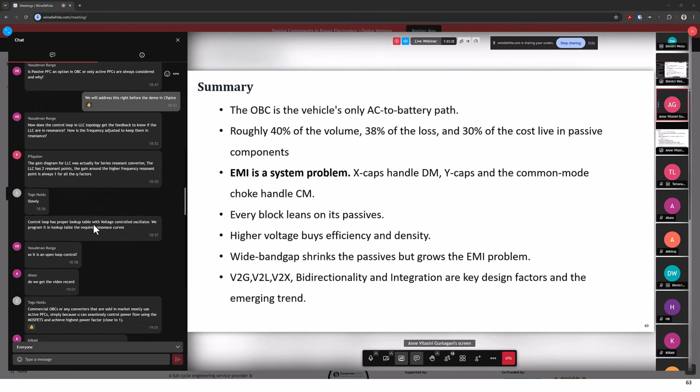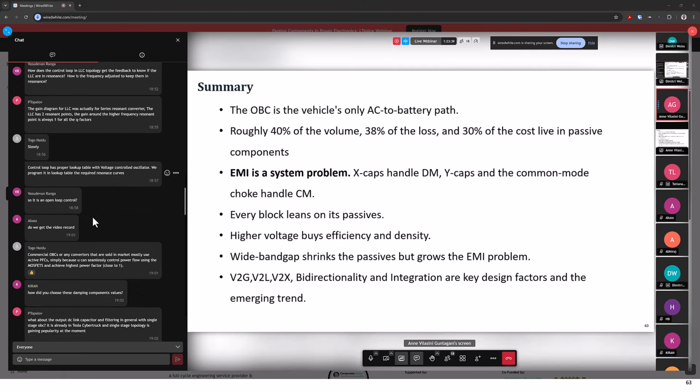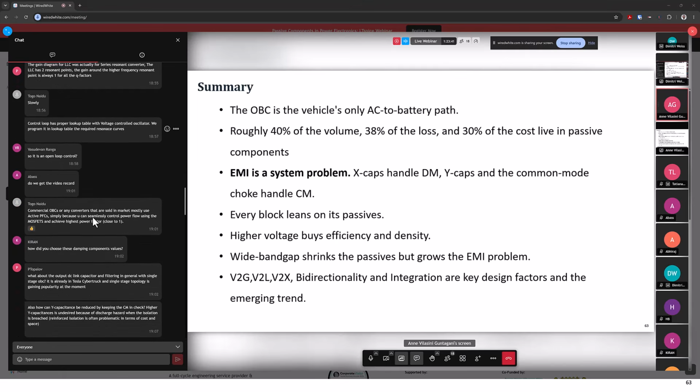From Kiran is a question, how did you choose these damping component values? So it was just an approximation. I put 10 ohms as a damping resistor to the 10 microfarad. So it's just an approximate value.